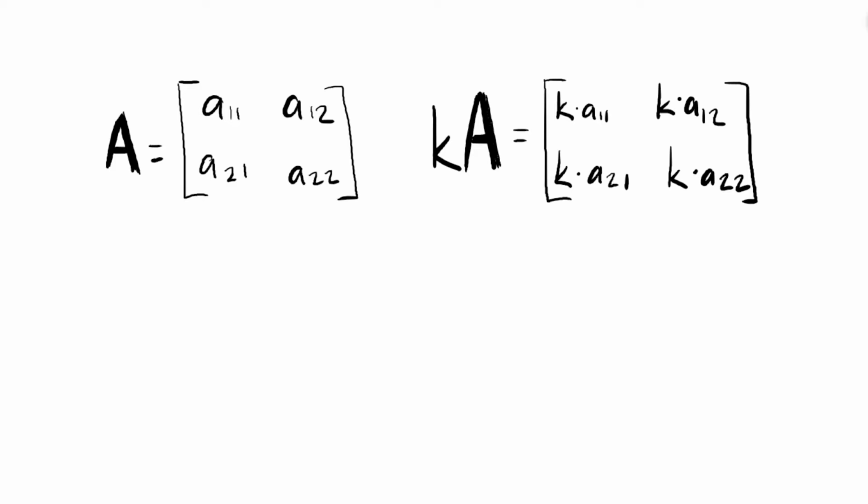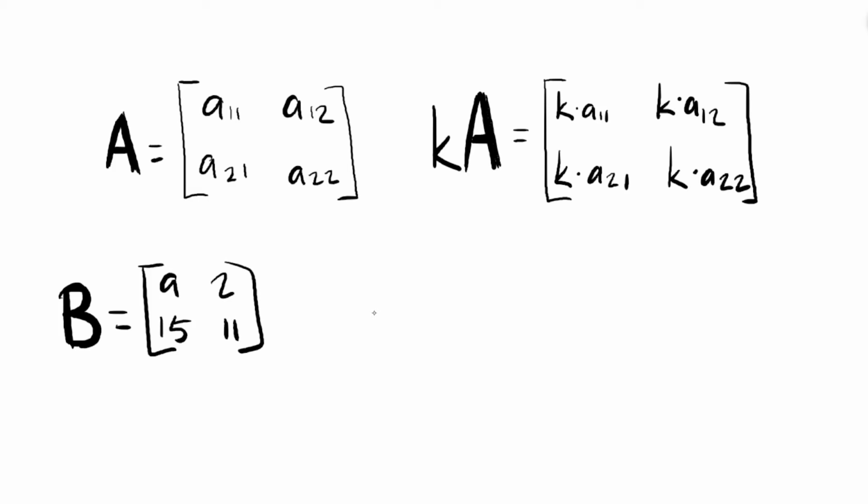It's just that simple. You multiply a matrix with a constant, and then every element in that matrix gets multiplied with that constant. So let's have an example with numbers. Let's say we have a matrix B, and that is 9, 2, 15, and 11. And let's say we want to multiply this matrix with 2. So we have 2B, bold it up.